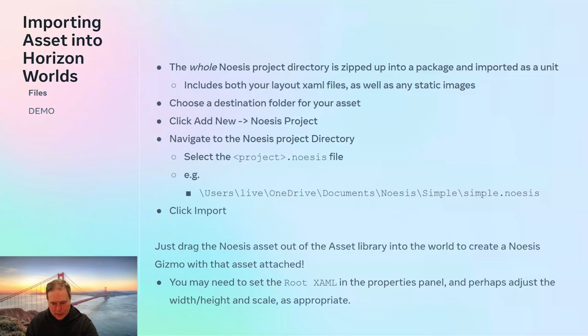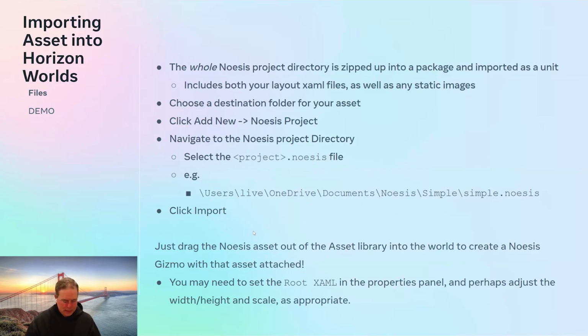There are some size limits, so you can't go too crazy with the amount of stuff that you put in there. But I think it's some number of tens of megabytes. But anyway, you're going to automatically zip up the whole project. I can't even see my mouse. Oh, there it is. And then you're going to use the normal asset import process in Horizon Worlds, and you go find it. You want to find whatever the name of your Noesis project is. It'll be something like this, and then just click import. And then to bring that asset into your world, you just drag it out of the asset library and drop it into the world, and that will automatically create a Noesis gizmo with that asset attached.